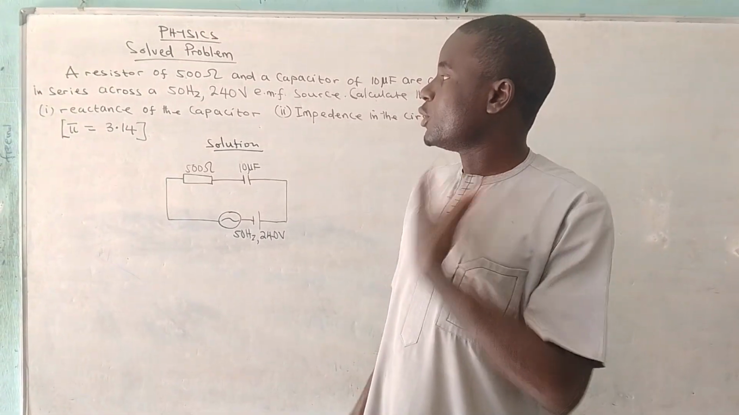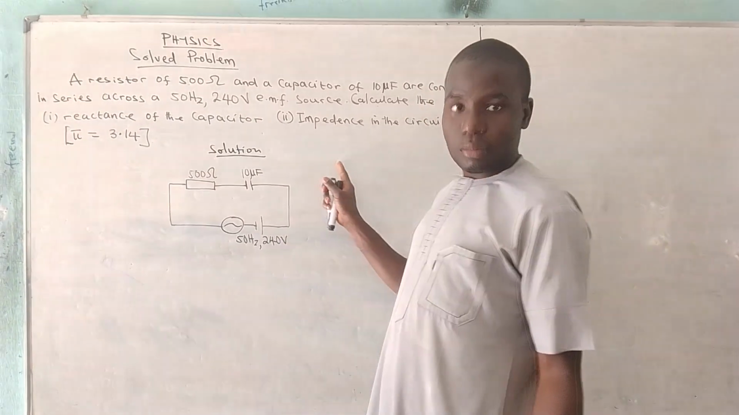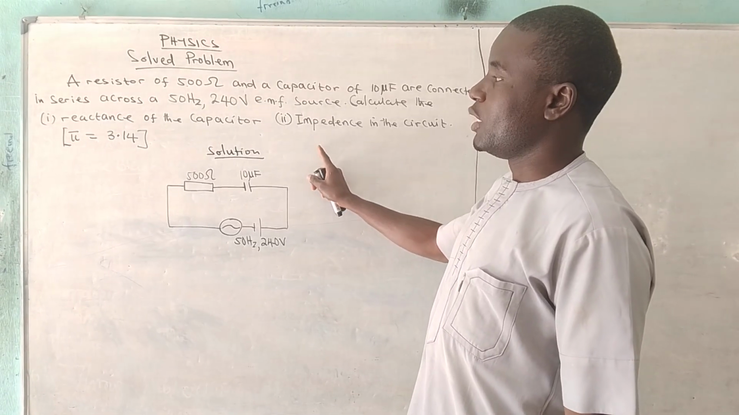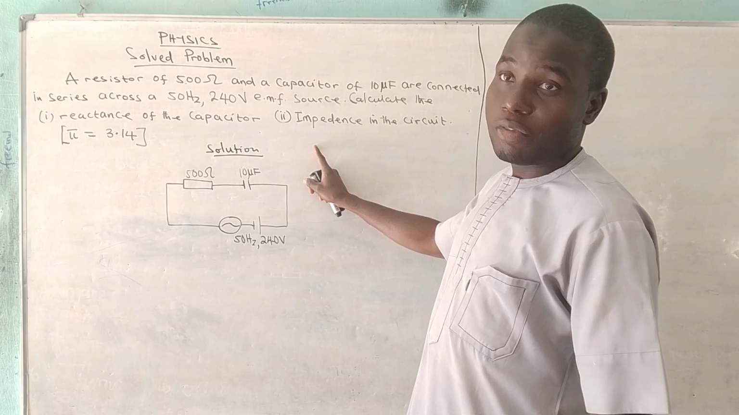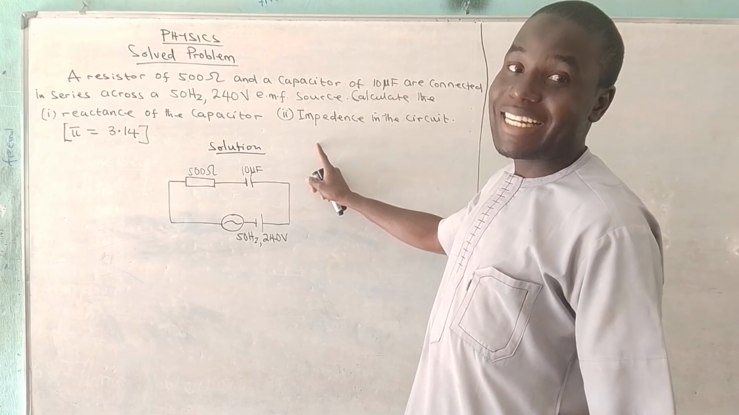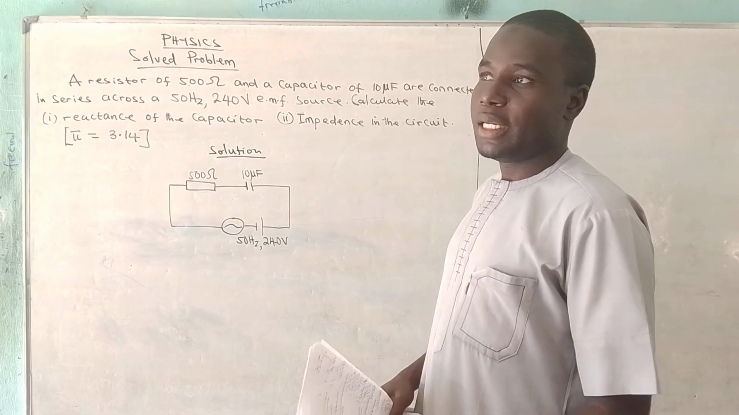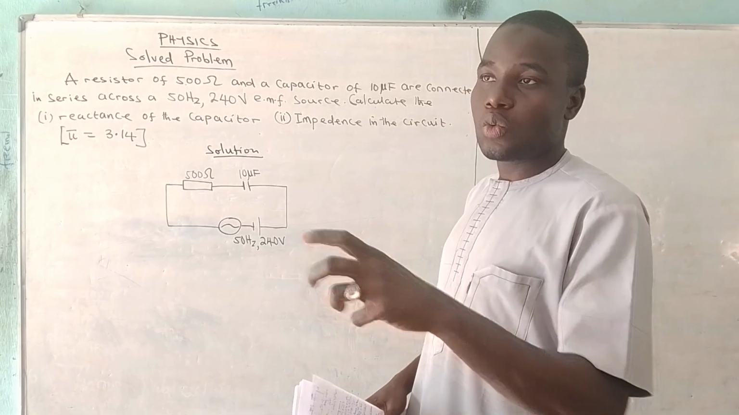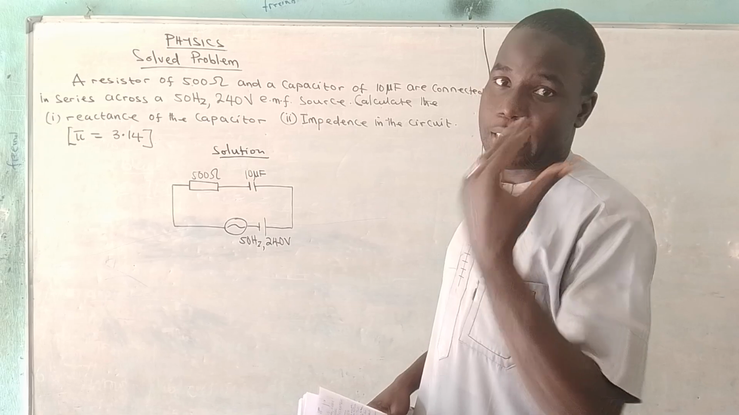So let's see how we can solve this problem, which I believe is from the topic AC circuit, that is alternating current circuit. Alternating current is one that varies sinusoidally, that is, the one that changes direction periodically.